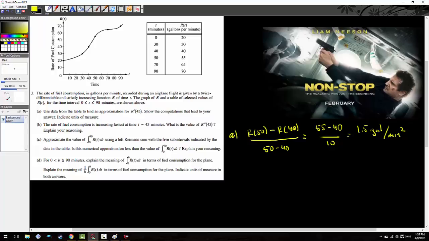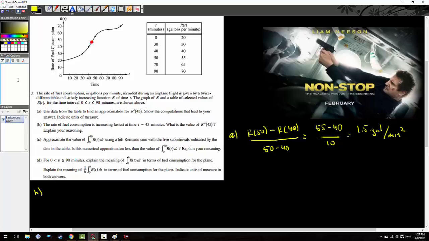Part B says the rate of fuel consumption is increasing fastest at time equals 45 minutes. What is the value of r double prime of 45? So what I'm trying to find here is the value right here. Whoops, you can't see that. You're trying to find r double prime of that value. How do we do that? Well, it seems a bit complicated at first, but let me see if I can logic out this idea for you. Let me go ahead and type this out.